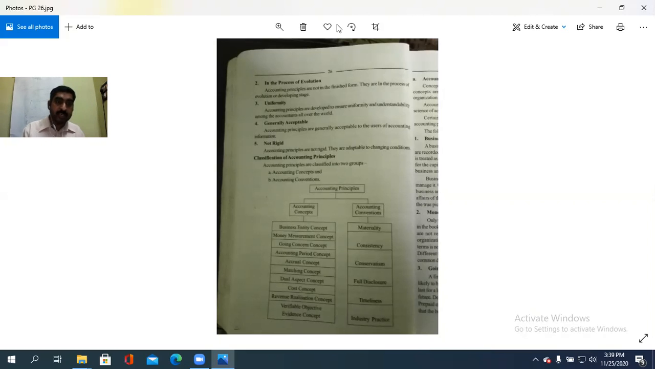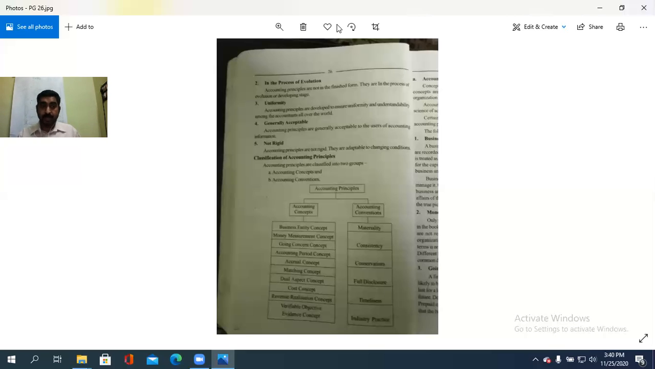Once again, the principles are business entity, money measurement, going concern, accounting period, accrual, matching, dual aspect, cost concept, revenue realization, and verifiable objective evidence. The accounting conventions are the materiality principle, consistency principle, conservatism, full disclosure of material facts, timeliness, and industry practice. These are the conventions based on the principles.